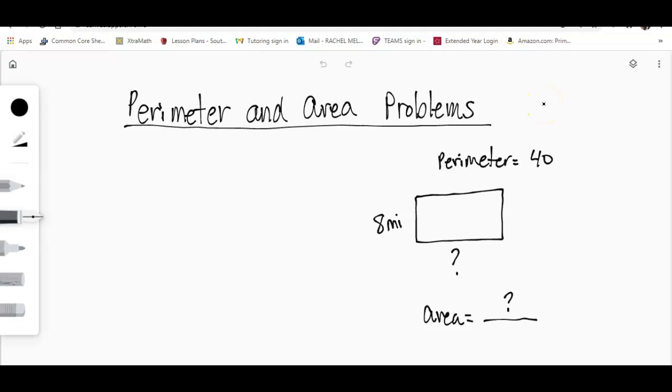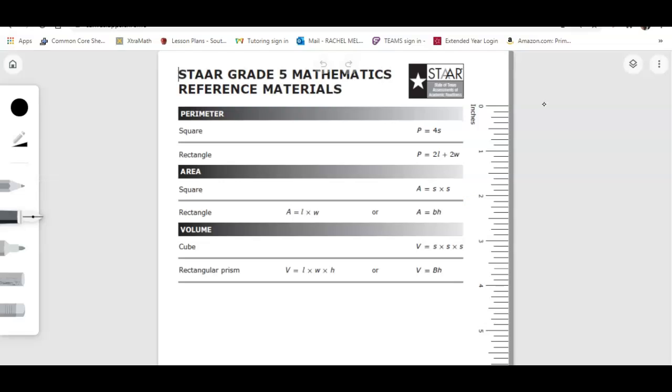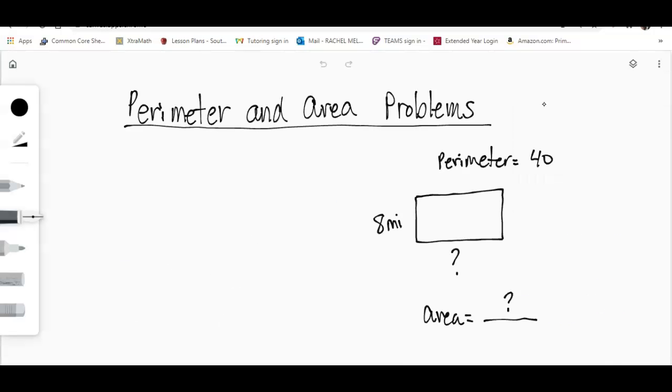All right, so today we are going to be wrapping up perimeter and area by doing problems requiring both of those pieces of information. Okay, so I want to go back to our formula chart. So we know that we have formulas here for the perimeter of squares and rectangles. Okay, and we know that we have formulas for the area of squares and rectangles. So we need both of those pieces of information today.